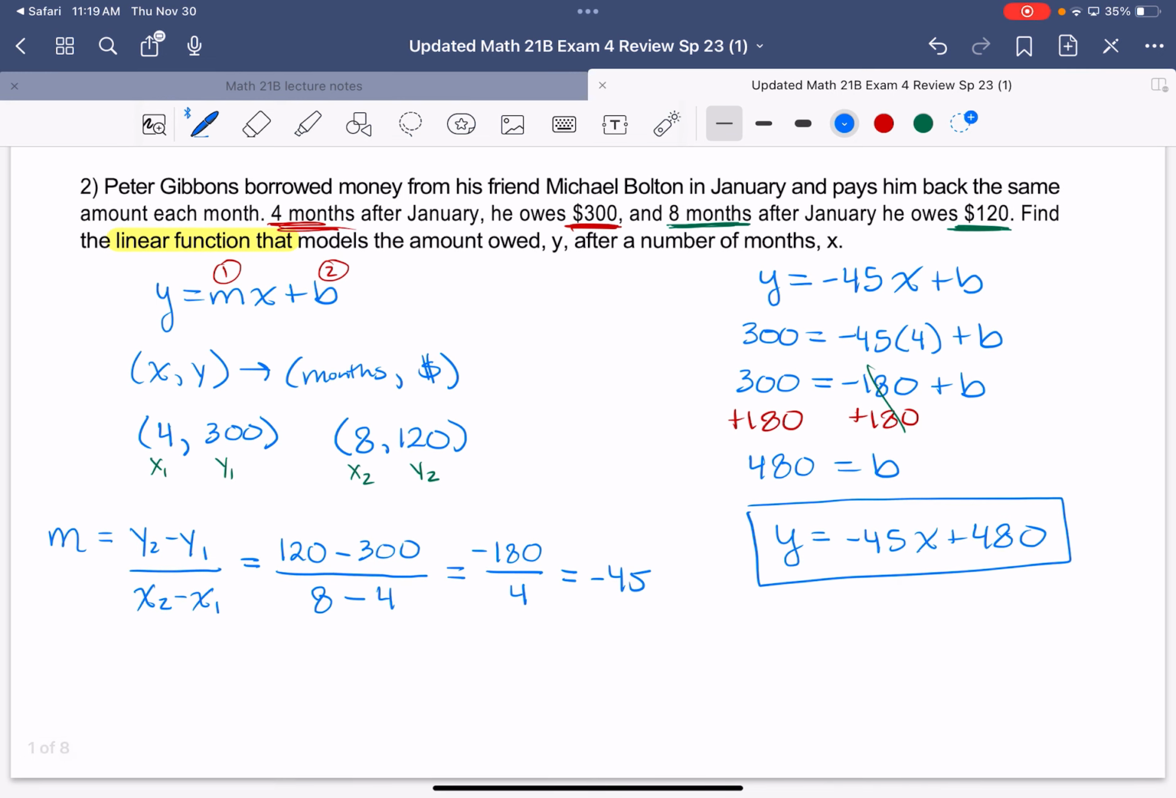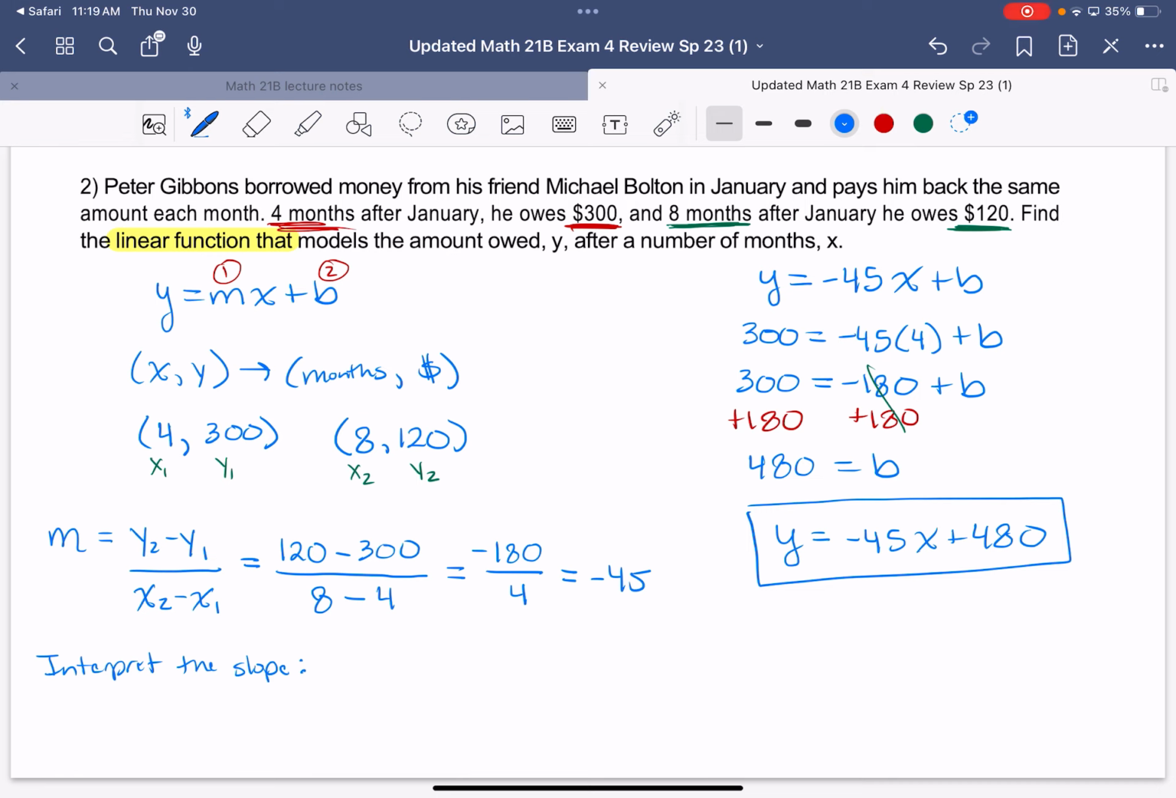So bonus, or part B, whatever you want to call it, interpret the slope. How would you interpret the slope? So first of all, what is a slope? Negative 45. Good.